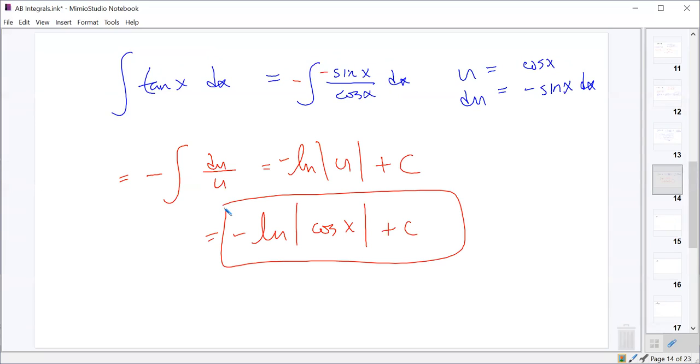Another good one to just sort of know. It's not on the sheet, but if you know it, it's helpful and you don't have to do the u substitution every time.